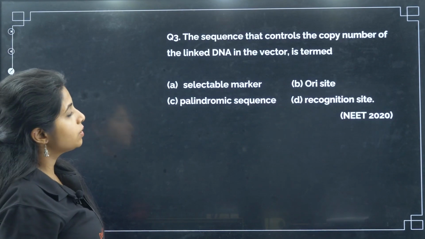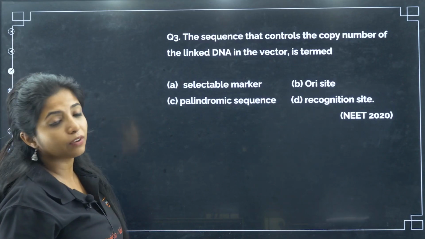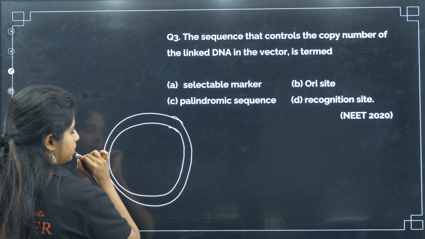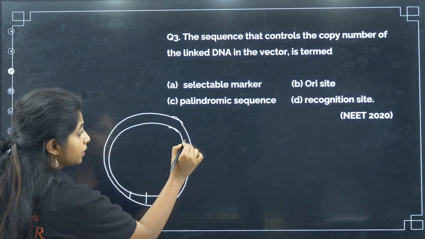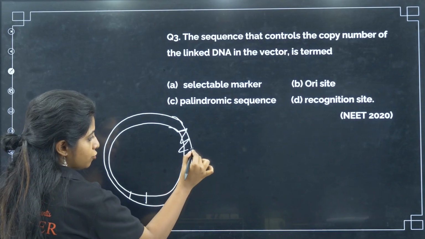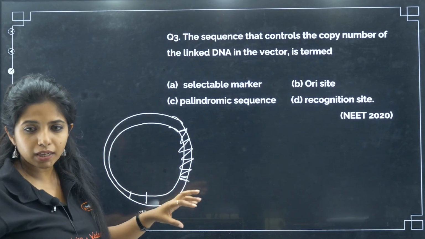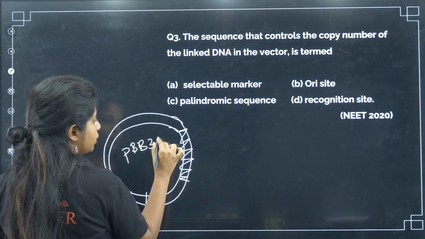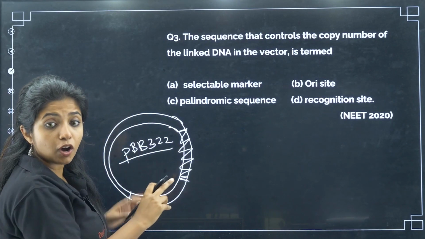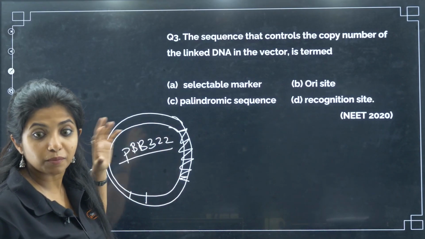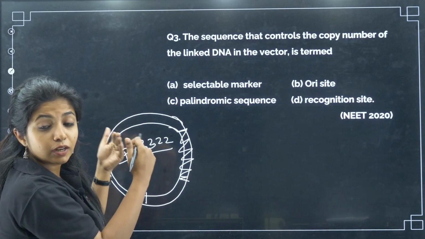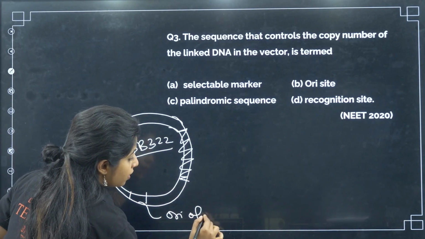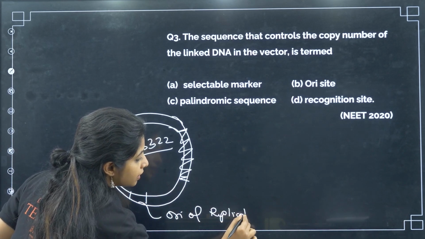Fine. Next question. The sequence that controls the copy number of the linked DNA in the vector is termed as. For example, dear children, I have a PBR 322 plasmid. Now over here, I am going to put my gene of interest. What is that something in this particular PBR 322 plasmid that will be controlling the copy number, how many copies of this particular gene of interest could be made, or basically as a whole, how many copies of this particular plasmid would be made? Who controls it? It is the origin of replication, ORI site.